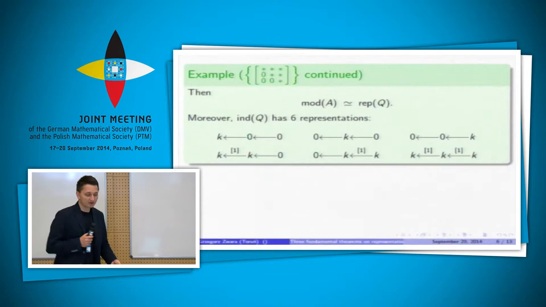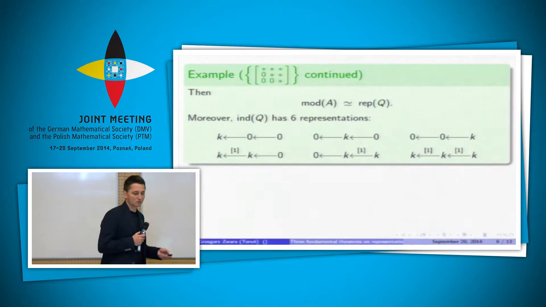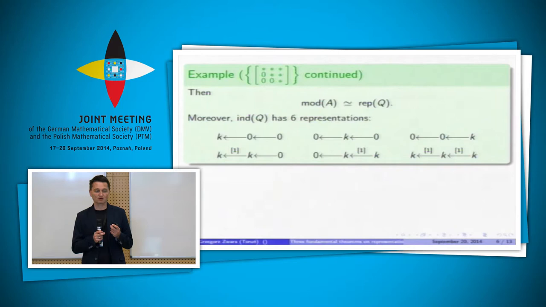How do we do this? As a vector space, we take the direct sum of these vector spaces. So for instance, this corresponds to a three-dimensional A-module, which is in fact like the space of column matrices, and the action of A is just multiplication on the left.